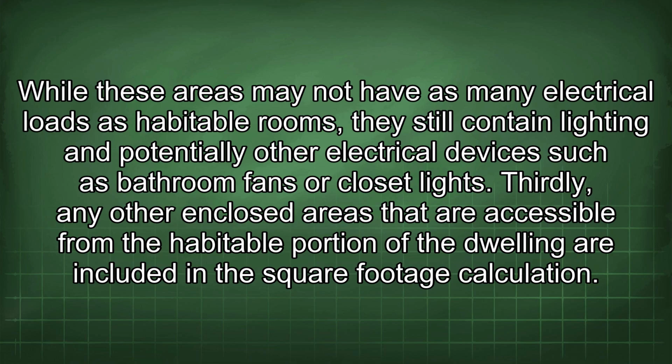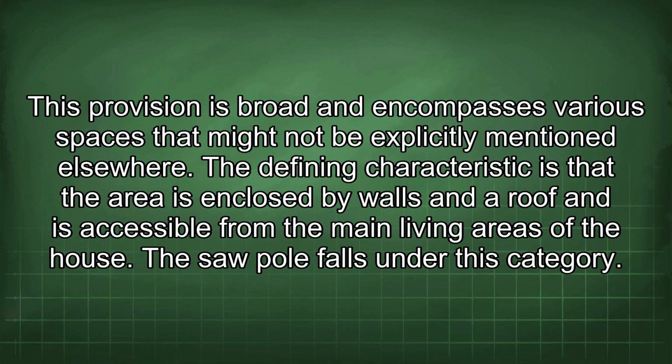Thirdly, any other enclosed areas that are accessible from the habitable portion of the dwelling are included in the square footage calculation. This provision is broad and encompasses various spaces that might not be explicitly mentioned elsewhere. The defining characteristic is that the area is enclosed by walls and a roof and is accessible from the main living areas of the house. The sub-hole falls under this category.